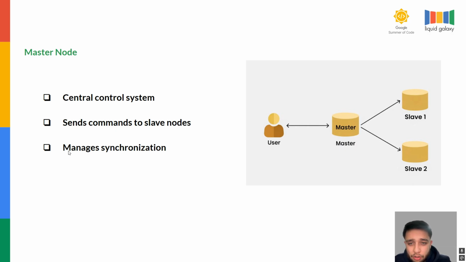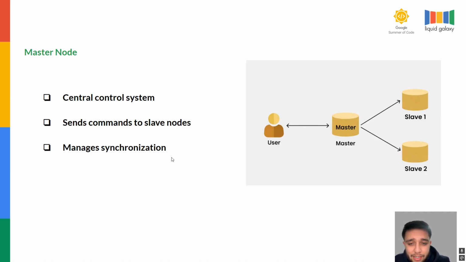Another very important role of the master node is managing synchronization. Since Liquid Galaxy uses multiple screens, it is very important that all of them stay perfectly aligned. So the master node makes sure that all the screens update at the same time without any delays or mismatch.